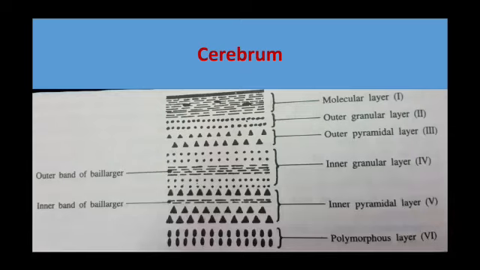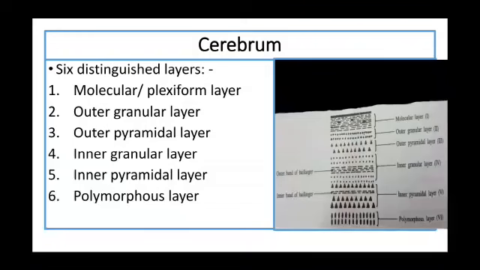So the same thing has been depicted here. We have the molecular layer, outer granular layer, outer pyramidal layer, inner granular layer. In this layer we are going to find the outer band of Baillarger, an inner pyramidal layer. We have the inner band of Baillarger and the polymorphous layer. The same 6 layers have been depicted. Now we'll take them up one by one.